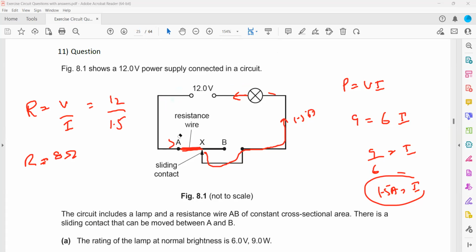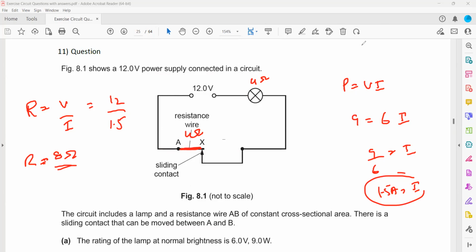And out of the total circuit resistance of 8 ohms, we know that the resistance of the lamp is equal to 4 ohm, as we calculated in the second part. If the total circuit resistance is 8 and the resistance of the lamp is 4, how much is the resistance of A and X? That is equal to 4 ohm. Why 4 ohms? Because we want the total to be 8. As the total resistance of the circuit is 8 and out of 8, a 4 ohm lamp is there, the remaining 4 ohm will be there for the resistance of A and X.